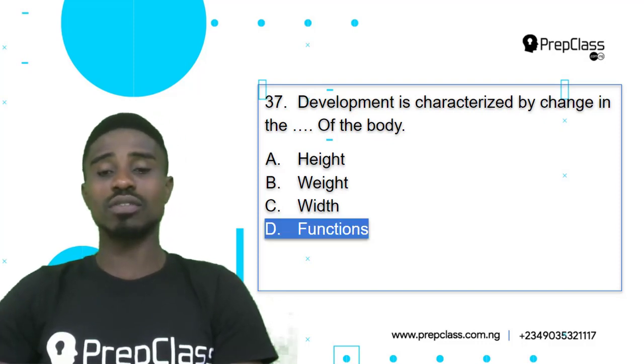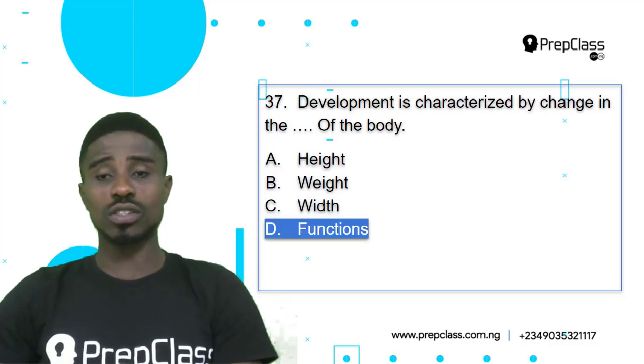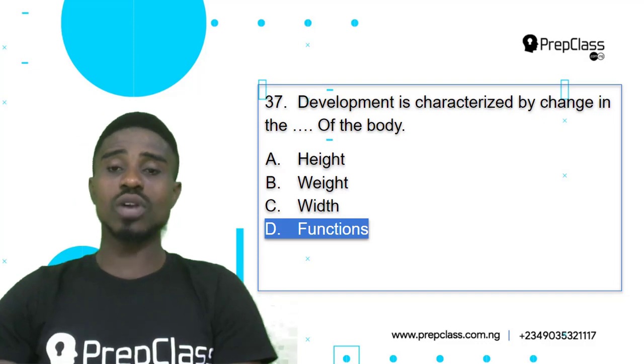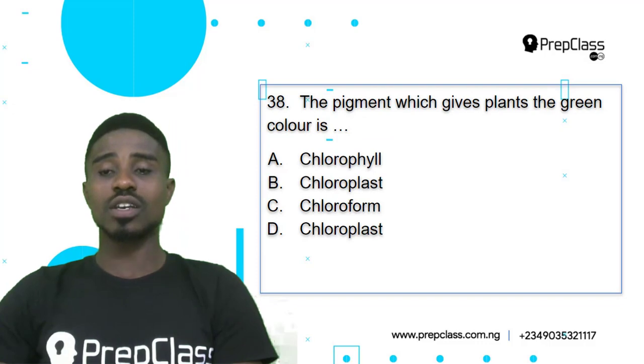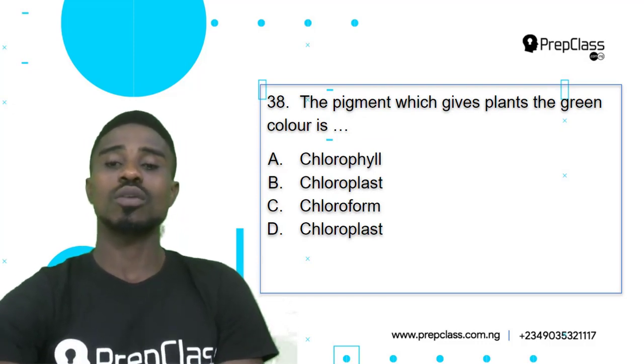Question 37, option D, functions is the correct answer. Let's look at the next question. Question 38. The pigment which gives plants the green color is A.